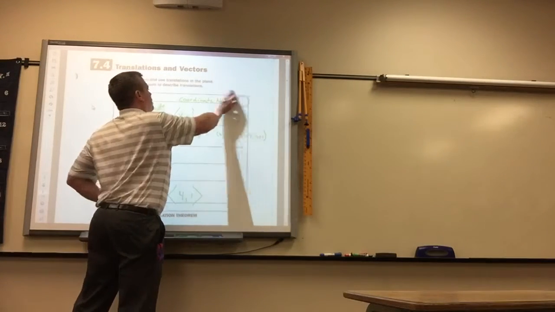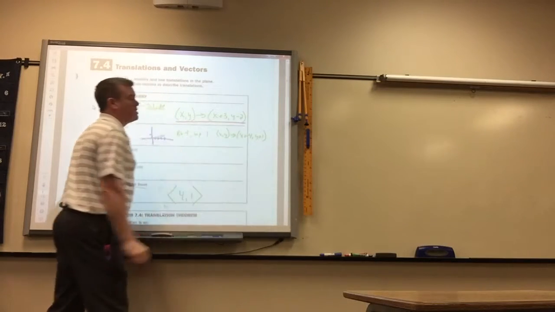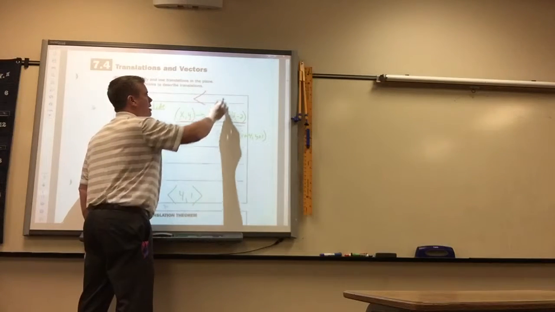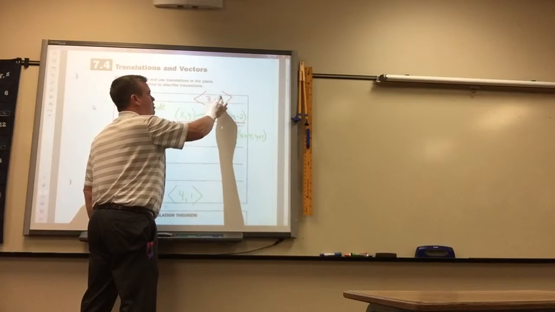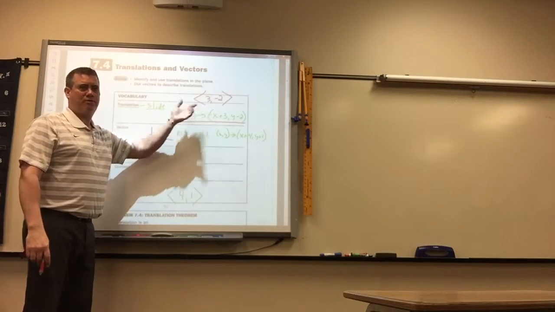So if I wanted to rewrite this translation in coordinate form, I'd put what and what in there? 3 and -2. These two mean the same exact thing. It's just two different ways to write them.